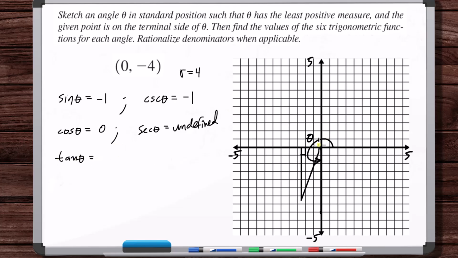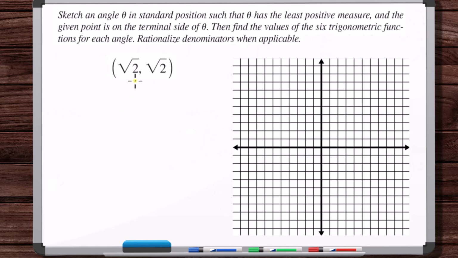Tangent, opposite over adjacent. Adjacent is 0. That would be minus 4 over 0, which is undefined. But then the reciprocal of that is 0 over minus 4, which is 0.